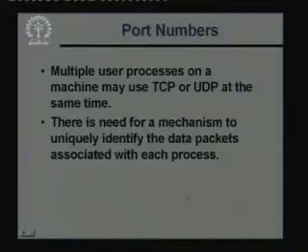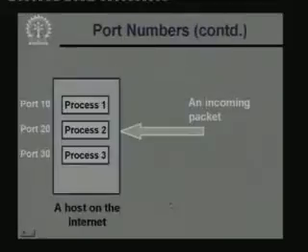So, this is exactly what I just talked about. Multiple user processes on a machine may be using the transport layer protocols TCP or UDP at the same time. So, when data packets are received and come to the machine, there is a need for a mechanism to uniquely identify which process the data packets need to be forwarded to. Let us look at this diagram to illustrate.